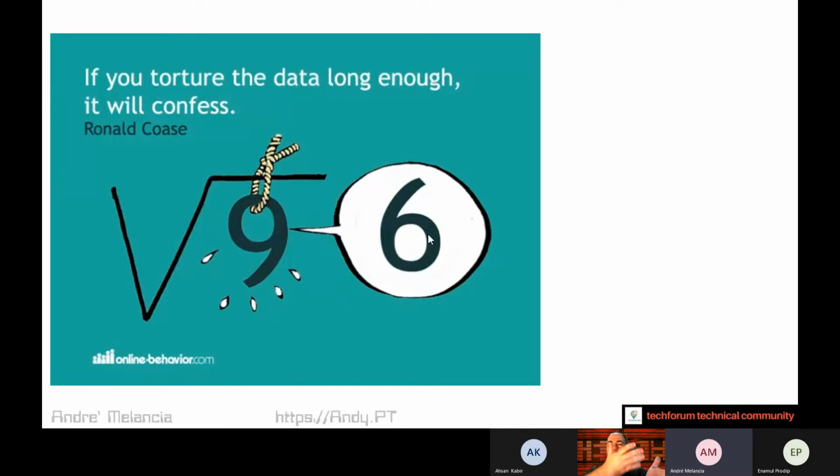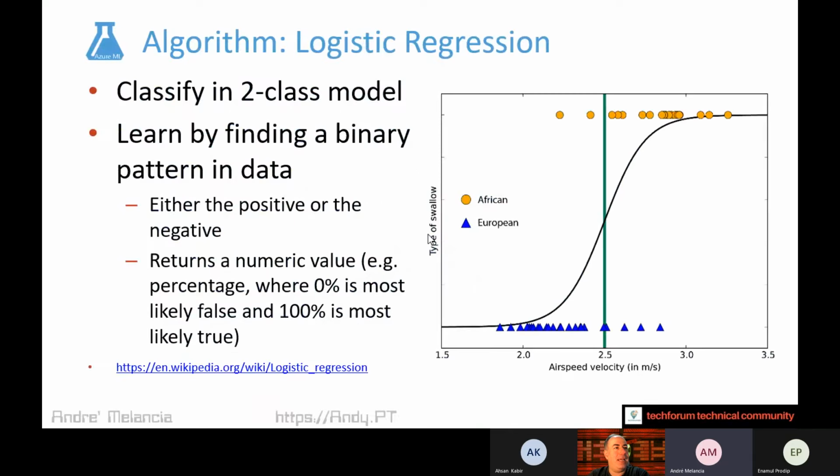So the torture part, let me just mention the torture part. If you try to torture the data, it will confess something different. So this will be something that might actually happen. And we were going for logistic regression when you mentioned this. Sometimes this happens. It's perfectly okay.